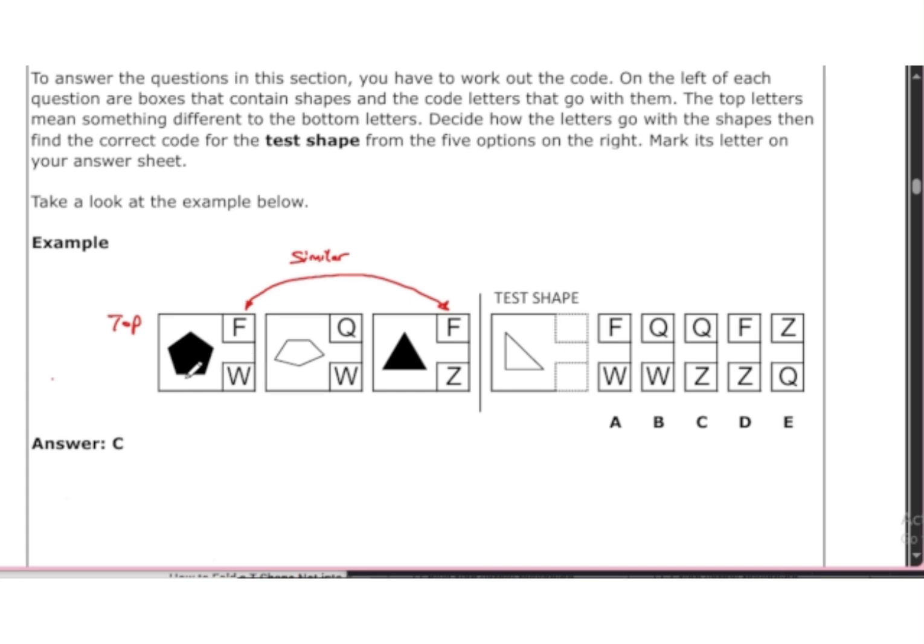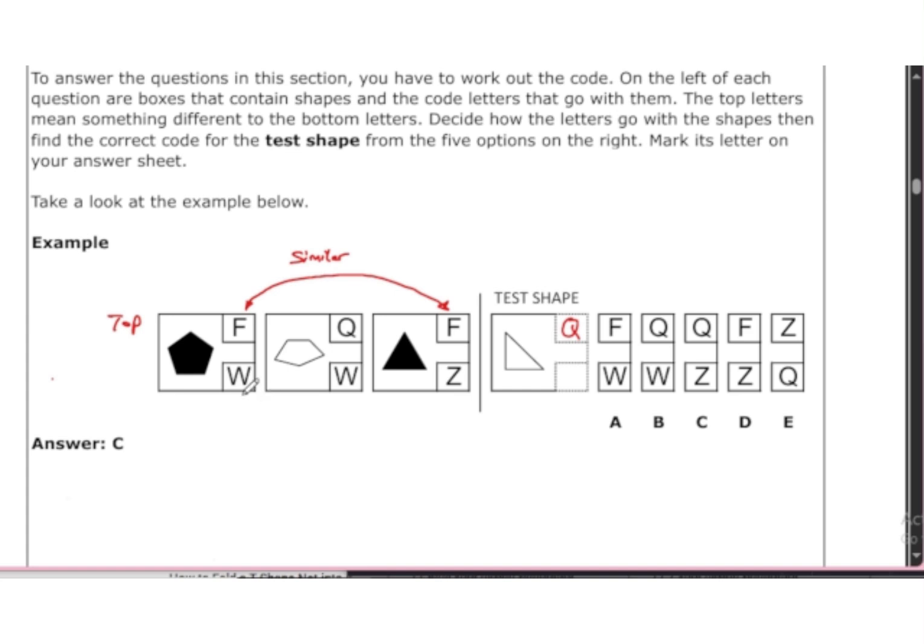What is similar? We have a black shape. We have a black shape. So code F goes to shapes that are black. This is Q. Code Q goes to white shape. This is a white shape. So we're having a code Q over here.